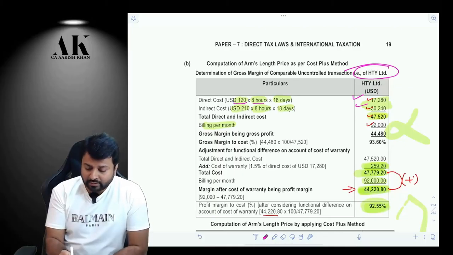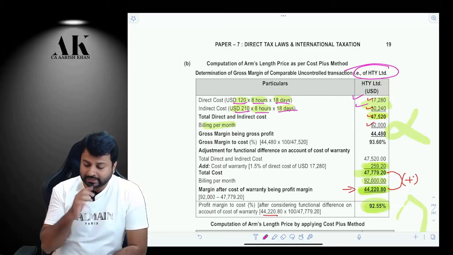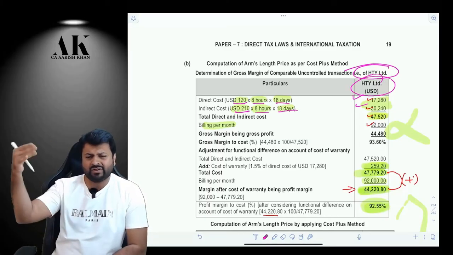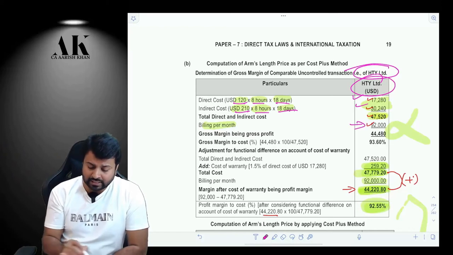Direct cost is 120 into 8 hours into 18 days, and indirect cost is 210 USD into 8 hours for 18 days. Okay, I'm computing in USD, then we can convert in rupees later on. This is the billing per month. This is the direct and indirect cost.